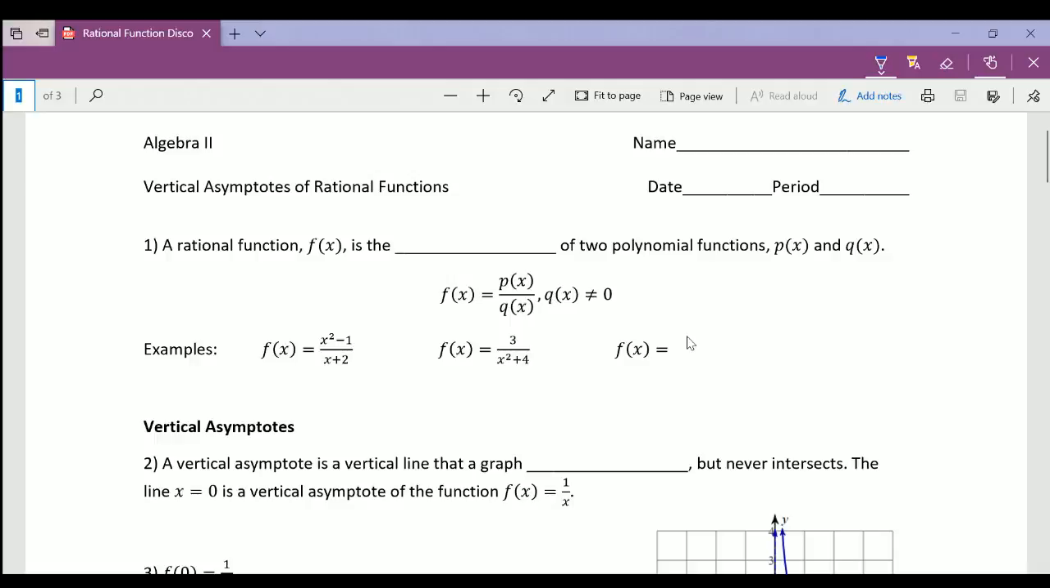rational functions or expressions, usually by factoring. So we're going to use that skill here today, and then we're going to build off of those excluded values we were looking at last time, and really differentiate between what types of excluded values we've got.